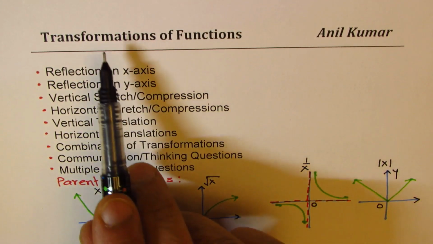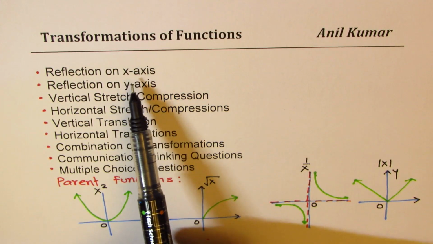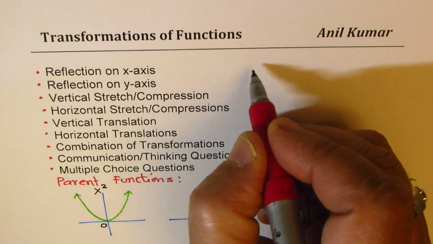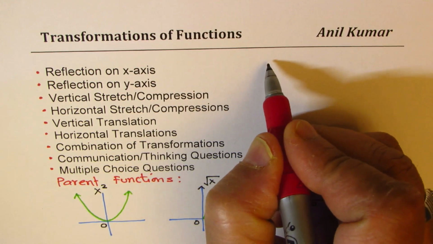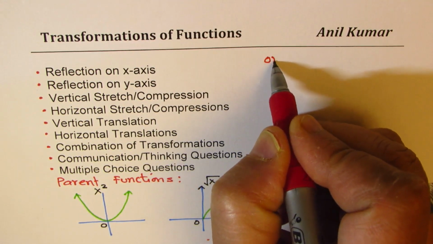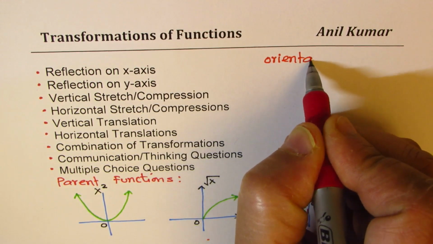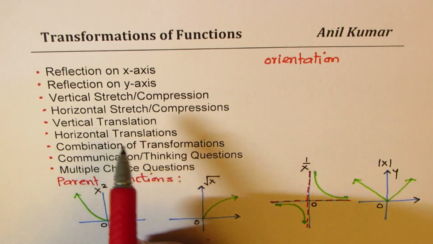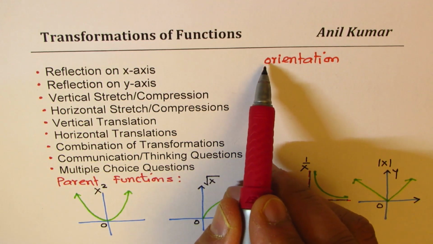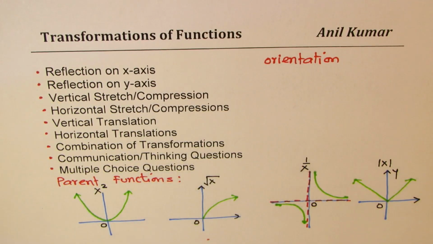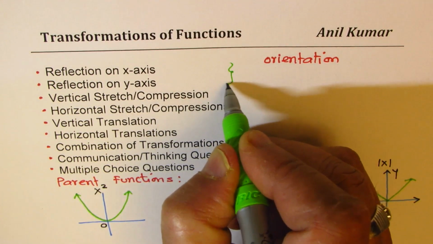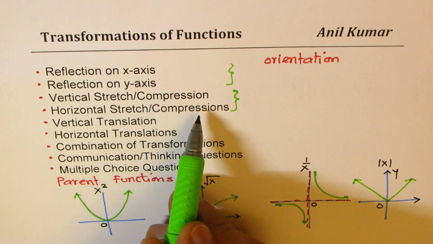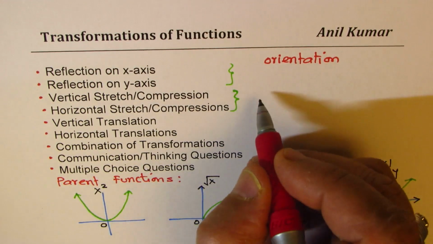Now when we say transformation, basically we are changing something in some way or the other. The first change is that orientation is changed. So that is reflections, right? Reflections basically lead to a change in orientation. So these are the first two. Then the next two, which we are calling stretch and compression, are where the shape changes.